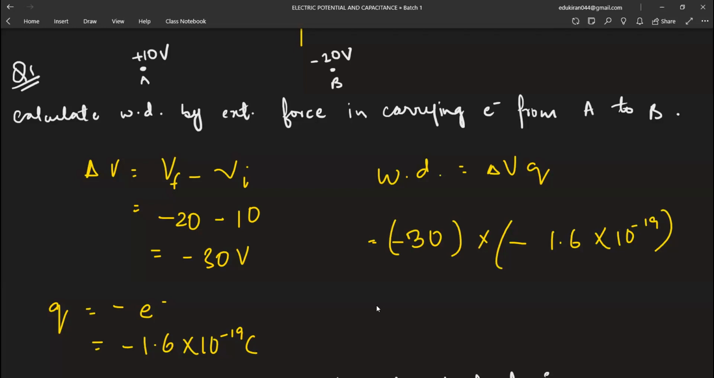So this is equal to plus. Automatically this will become plus when we are calculating. And then we have 1.6 into 30, so 3 times 16 is 48. So it will be plus 48 into 10 to the power minus 19 joules. Write it quickly. One more question we'll discuss.